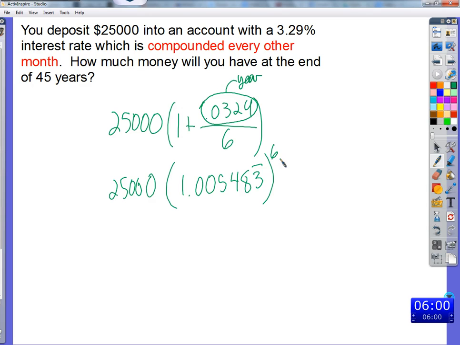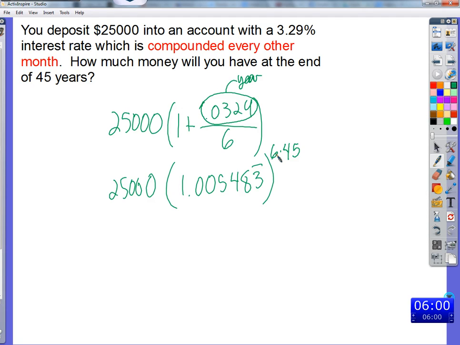That's for 1 year, right? For 6 compoundings. And how many times is it going to get compounded total? Six times 45. Every year, 45 years altogether. So what's six times 45? 270. So this is going to happen 270 times. 2 months after 2 months after 2 months after 2 months. 270 times we're going to do this. That's why we have the 6 times 45.